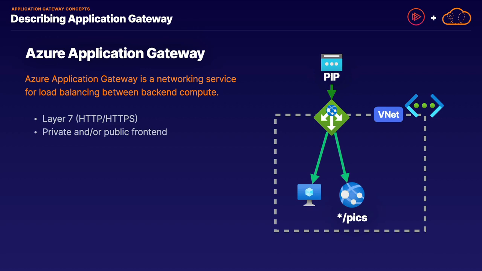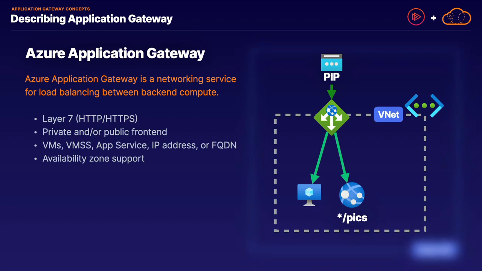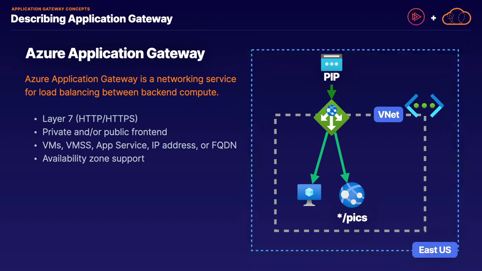And for Azure Application Gateway, what we're able to balance between as far as backend compute resources is a much larger list than that of Azure Load Balancer. We have VMs, VM scale sets, app services, IP addresses, or FQDNs, also known as fully qualified domain names. With Azure Application Gateway, we also have availability zone support. We can deploy into one or more availability zones in a region to provide us high availability across AZs.